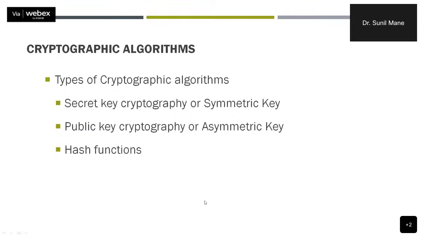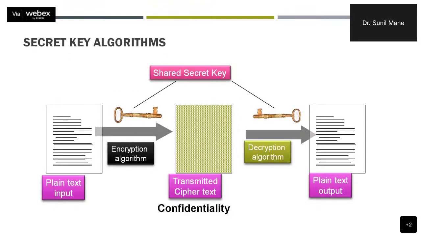So there are three types of cryptographic algorithms which you might have seen. That is secret key cryptography or private key cryptography, then public key cryptography, and then hash functions. These are the three different types of cryptographic methods which are used to secure information.